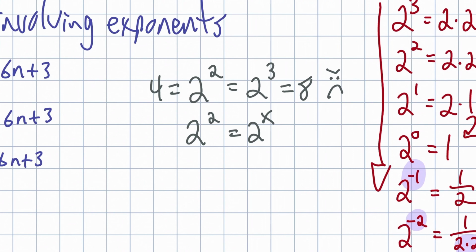So what we can conclude is, if the bases are the same in an equation like this, you've got 2 to some power equals 2 to some power, right? Those exponents have to be equal. There's no way for them to be different. X has to be 2, because otherwise you're going to say 4 equals 8, and that doesn't work.